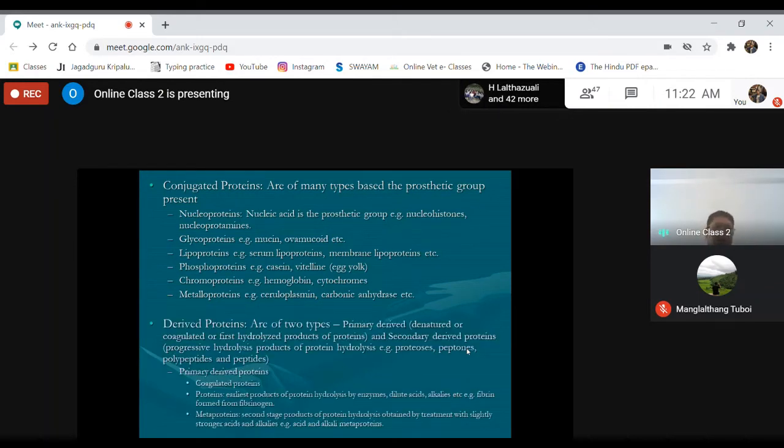Okay, the third group that we have given is the derived proteins. Derived proteins again are of two types.